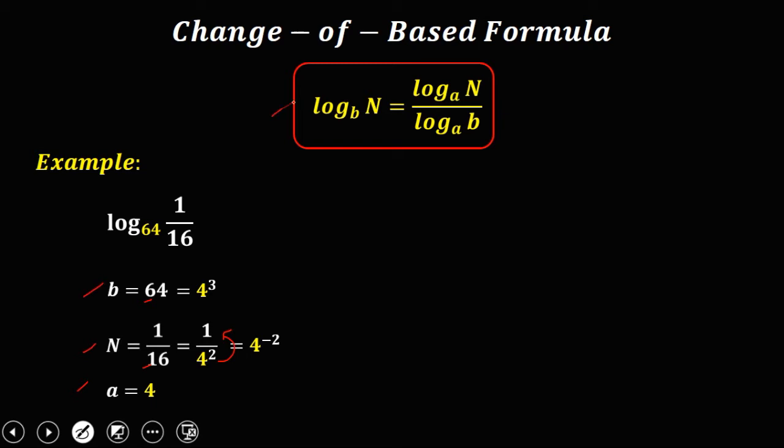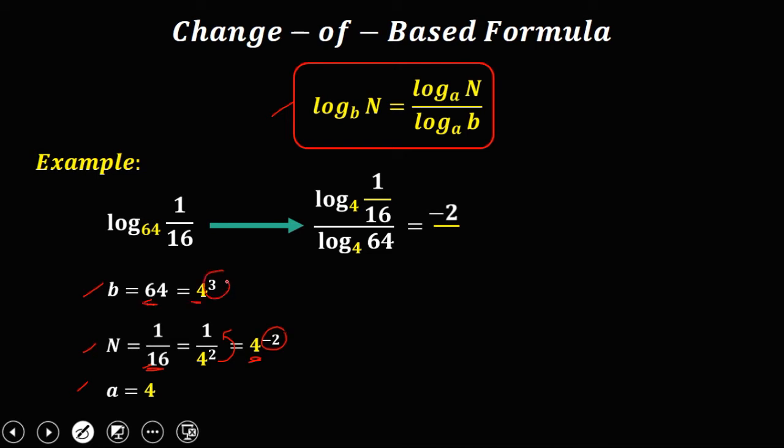Then substitute now these values to this formula. So that's log n is 1 over 16 with base 4, and b that's 64 with base 4. Now since 1 over 16 is equal to 4 to the power negative 2, so therefore this log 1 over 16 with base 4, that's negative 2. And this 64, that's 4 to the power 3, so this log 64 with base 4, that's equal to 3. So therefore, this log 1 over 16 with base 64 is equal to negative 2 over 3.